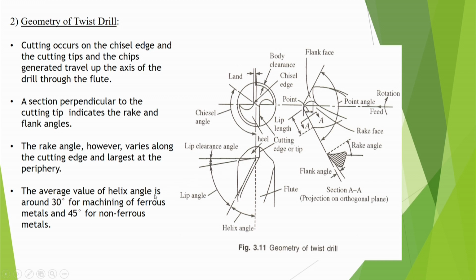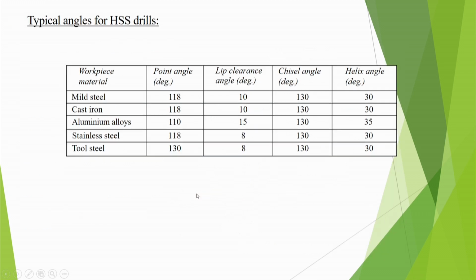The average value of the helix angle is around 30 degree for machining of ferrous materials, and 45 degree for non-ferrous, where you have even more. Typical angles for HSS drills: the point angle, which is the included angle, is 118 degree. Cast iron is also like this, aluminum 110, tool steel 130. These are the chisel angles, and this is the helix angle. All this data is provided here.